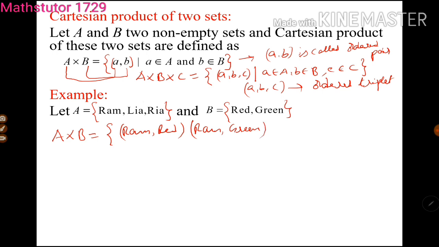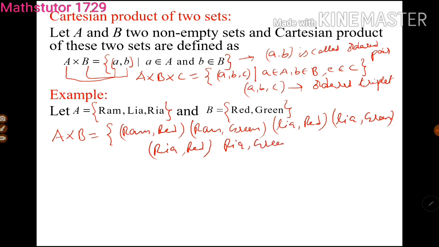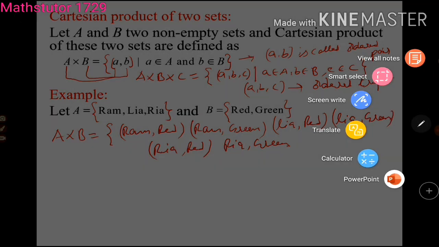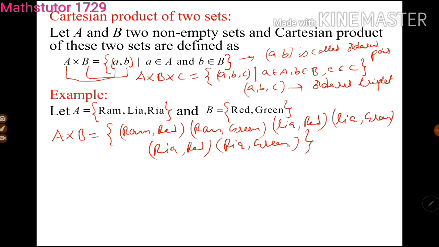Similarly, Leah is also associated with red and green. Similarly, Ria is also associated with red and green. Ria red, Ria green. So this is the Cartesian product of these two sets.